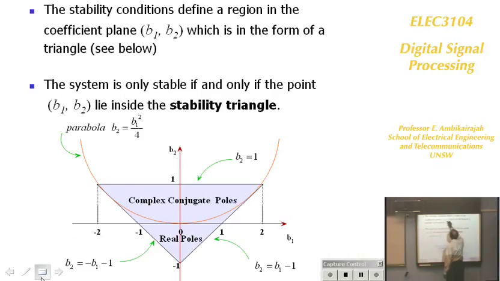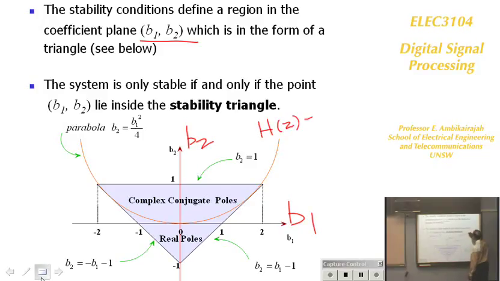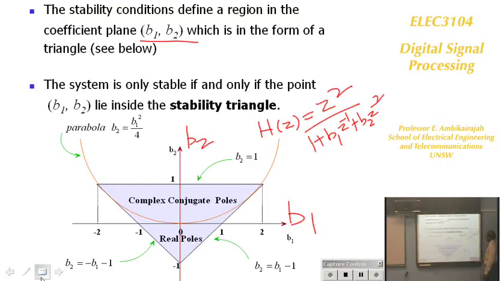We can actually use this condition and draw in a b1, b2 plane. This is the b1 axis, this is b2. For the equation H(z) equals gain over 1 plus b1 z to the minus 1 plus b2 z to the minus 2, we draw all the conditions. When you do all the conditions, you can show that the whole stability can be related to a stability triangle on a b1 and b2 plane. Now this is on the coefficient plane, not on the roots plane. We know what they are on the roots plane.